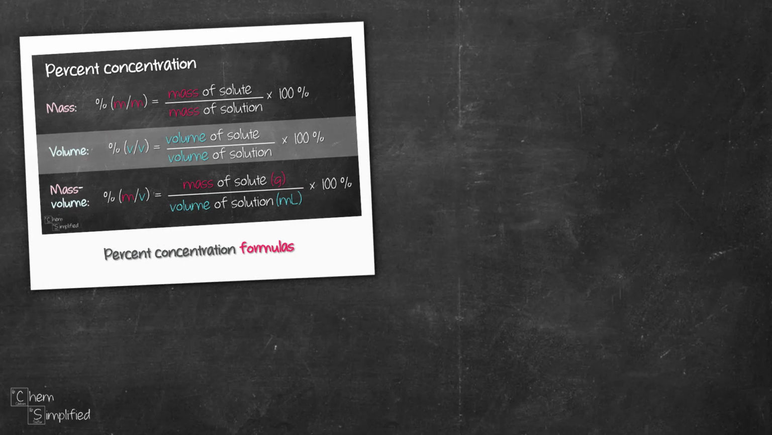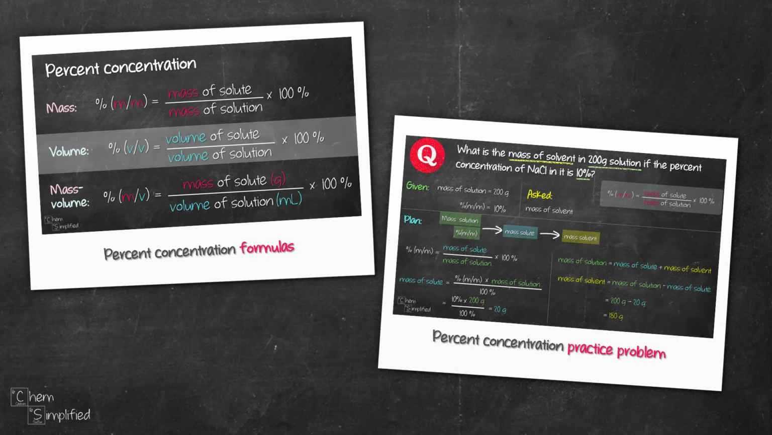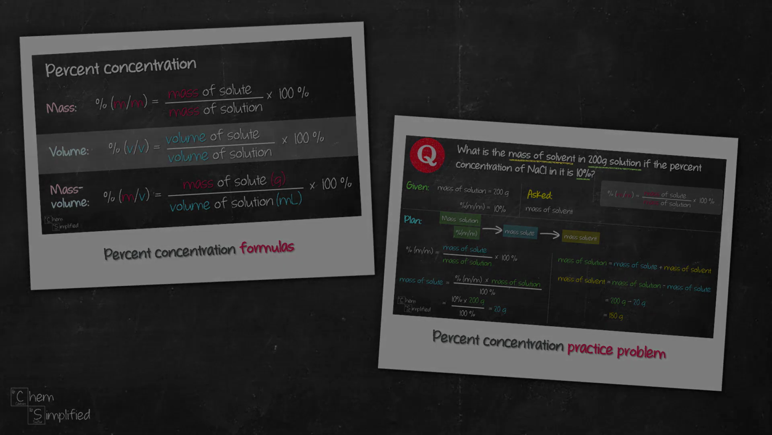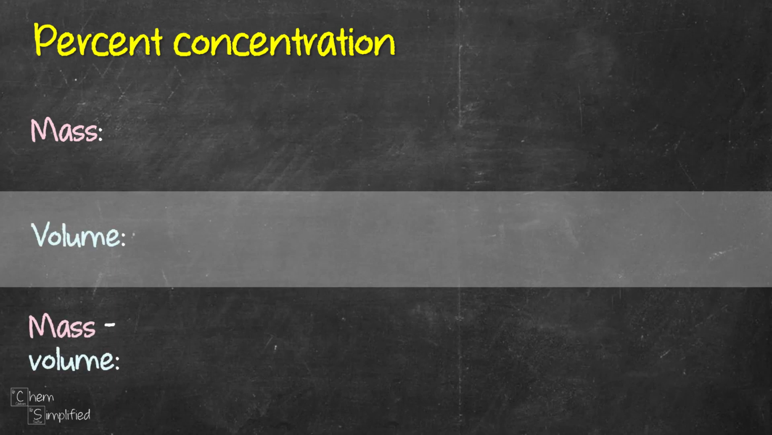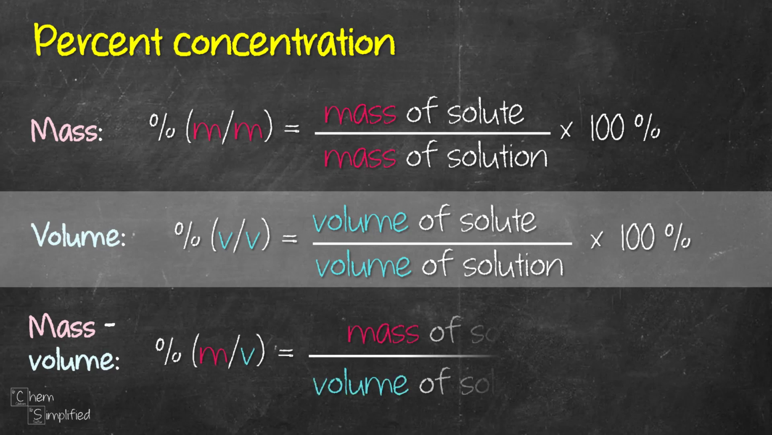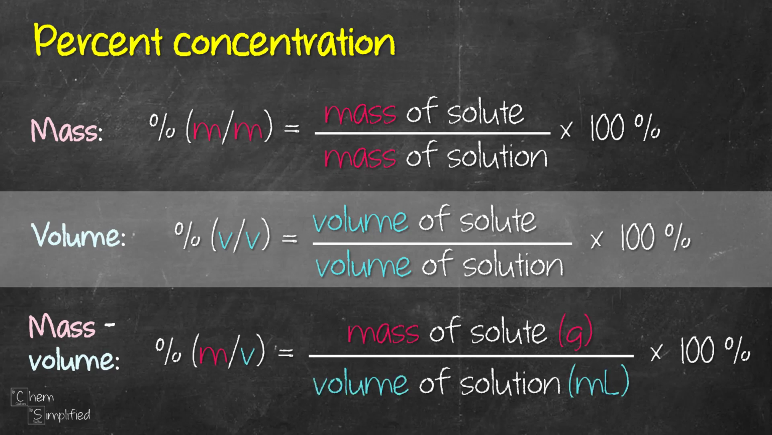In this video, we're going to look at the 3 percent concentration formulas, and then we're going to figure out which one to use in order to solve this percent concentration practice problem. The 3 percent concentration formulas are for mass, volume, and mass volume. Since I've already covered them in a previous video, I'm just going to quickly lay them out over here. Basically, in order to calculate all these percent concentrations, solute is always on the top, solution is always on the bottom. Depending on what we're calculating, we will use it accordingly.